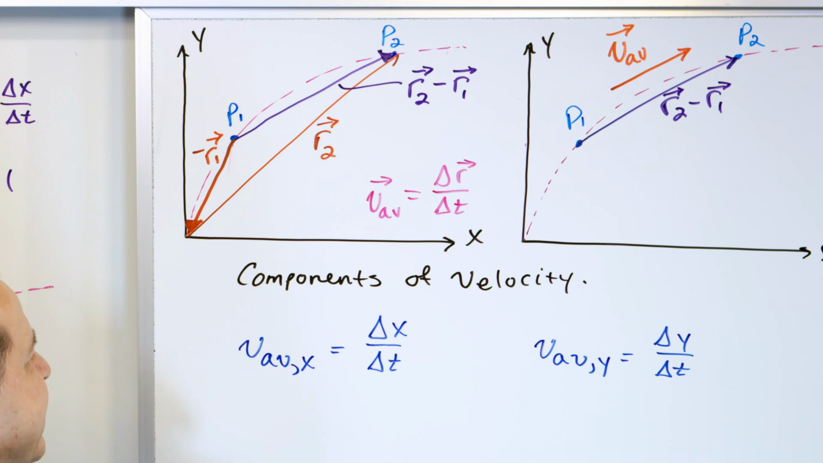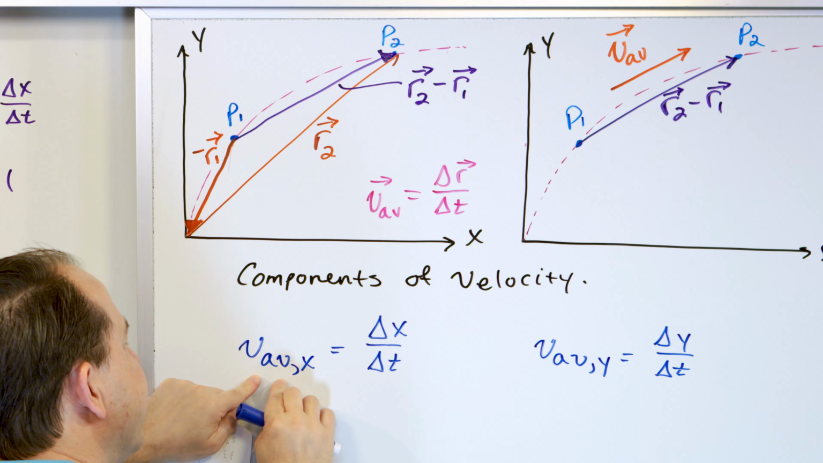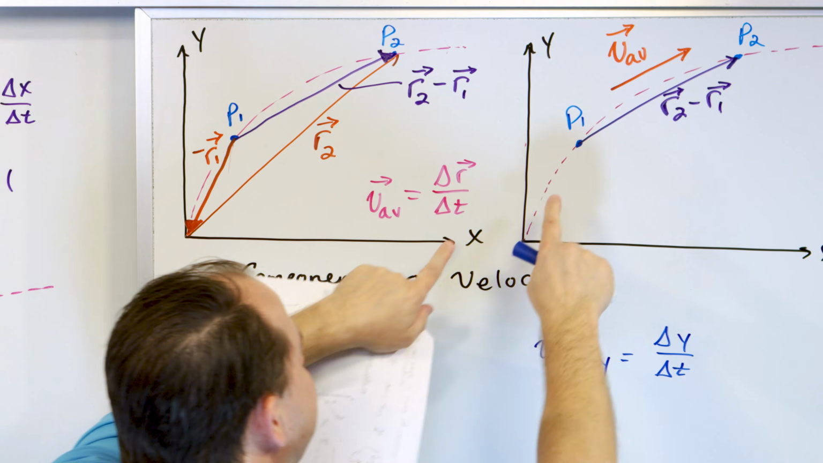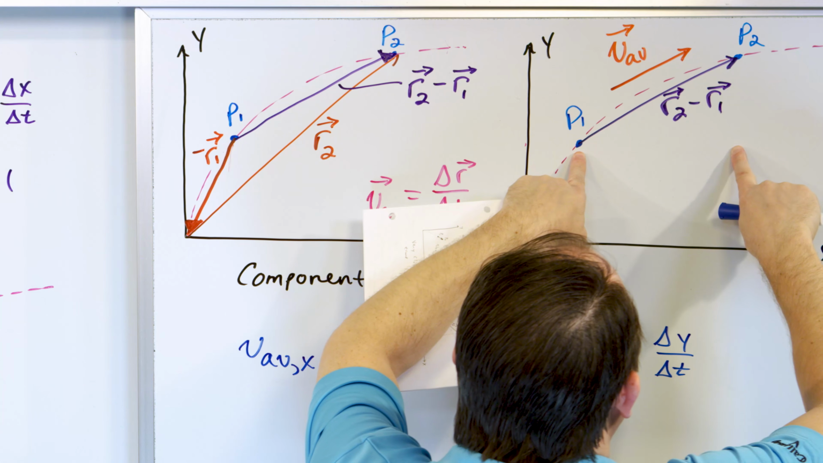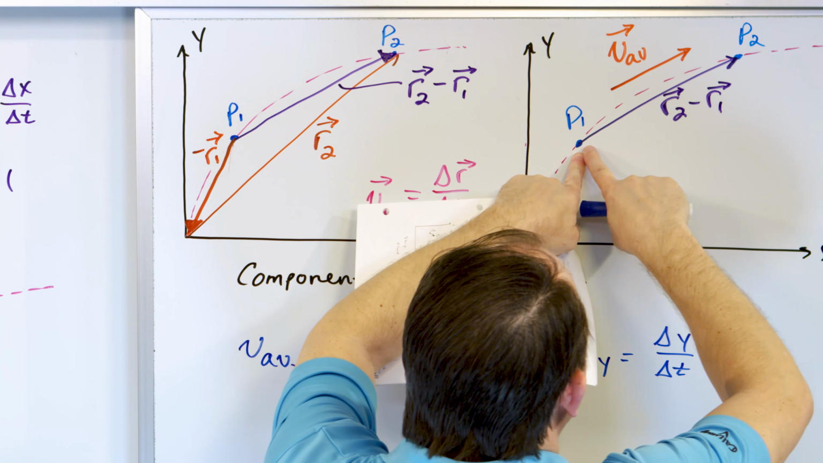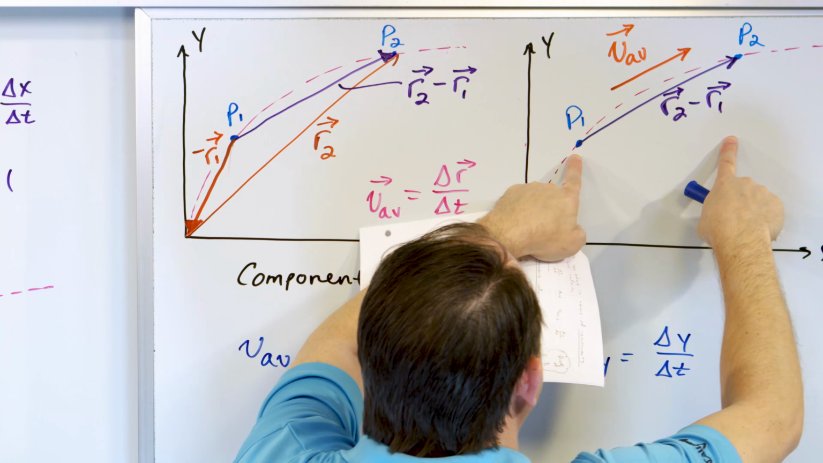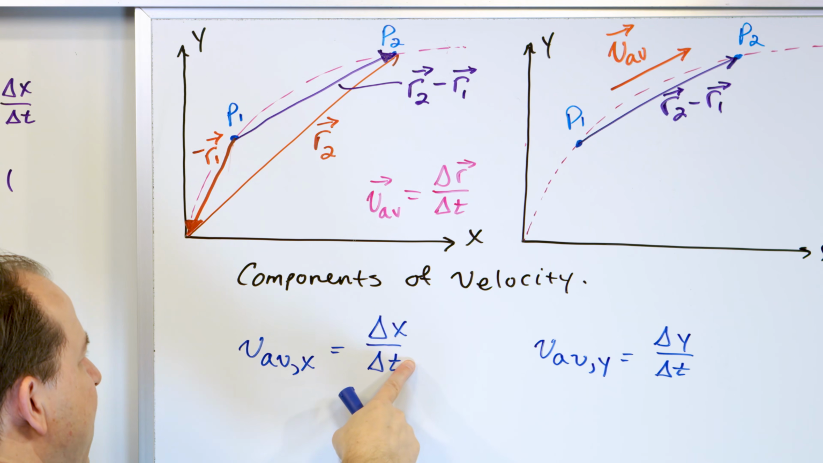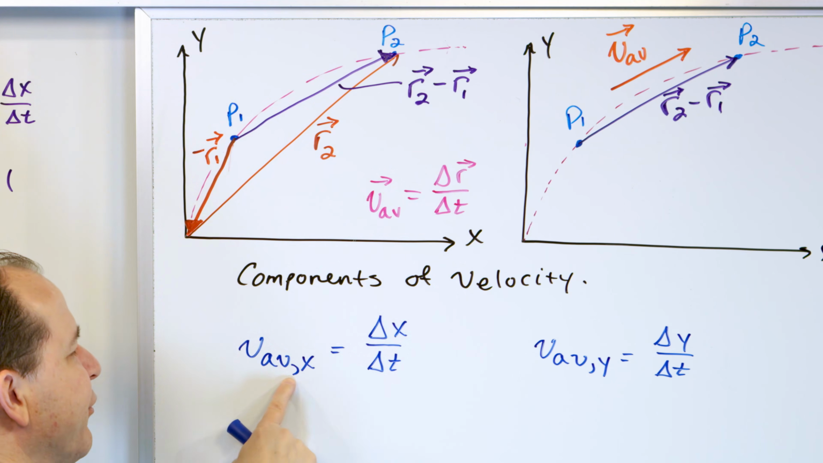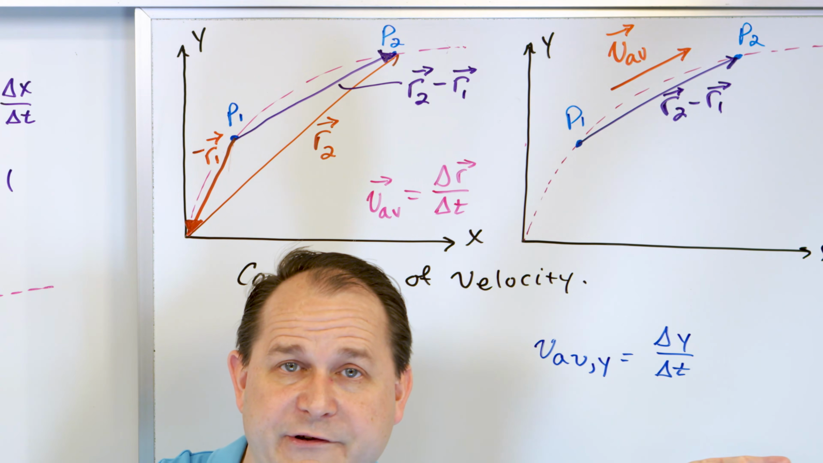But you can break this down and say, okay, you can consider the average velocity in the x direction to be how far did it go only in the x direction. Notice that if the ball travels along this path, it only went this far in the x direction. That would go here. Then you would divide by time. That would be the average velocity only in the x direction, okay?